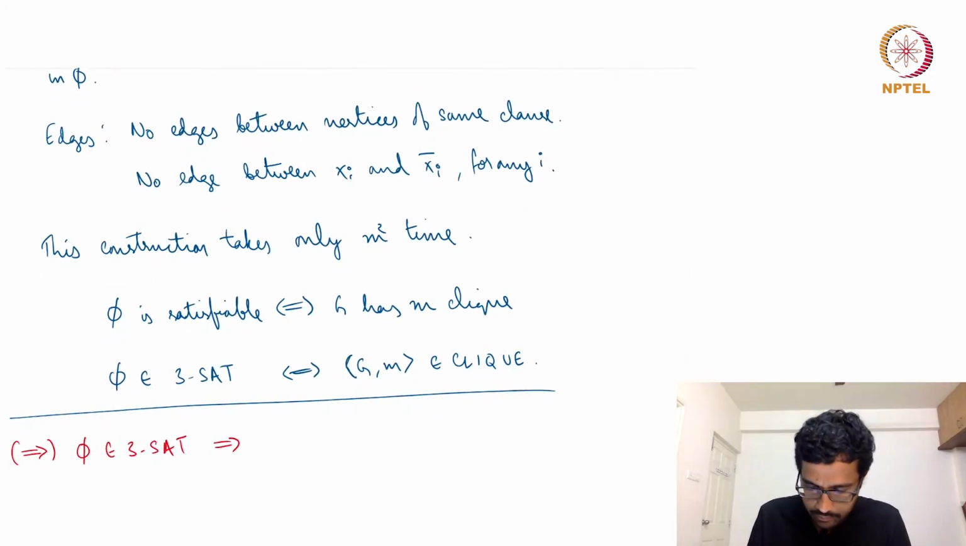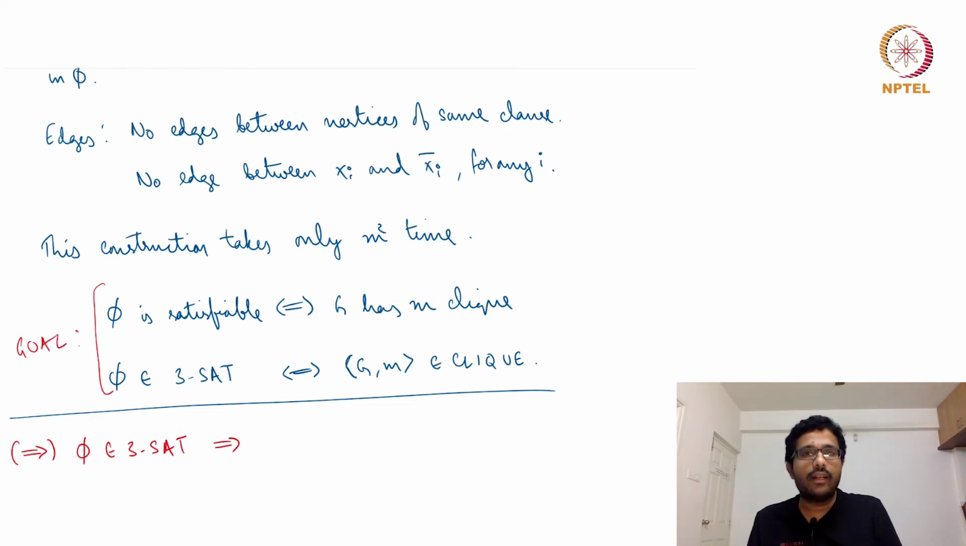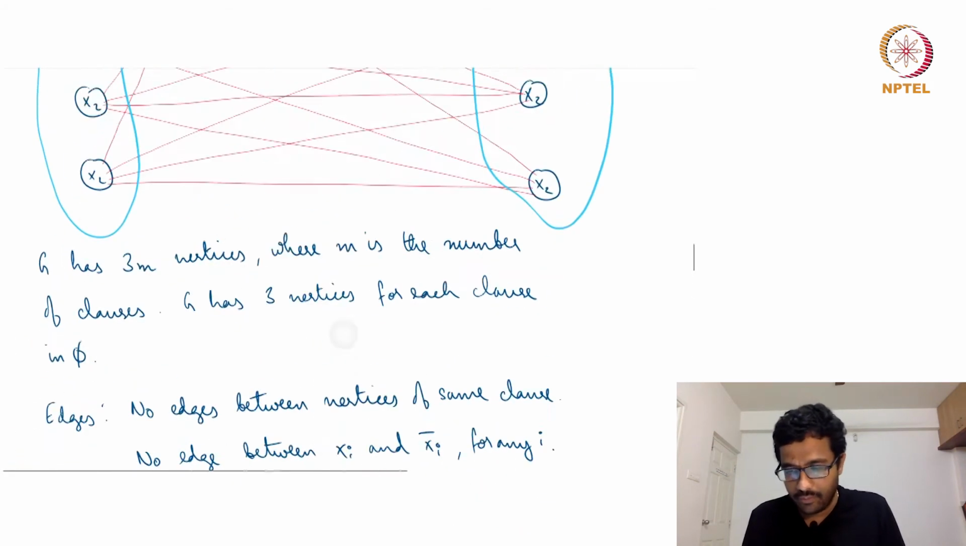this is the goal. Given a formula, there should be a function or a process to convert the formula into a graph and a number k such that the formula is satisfiable if and only if the graph has a k-clique. If the formula has a satisfying assignment, then the graph should have a k-clique, and if the formula does not have a satisfying assignment, then the graph should not have a k-clique. This is the goal. So what is a way in which you can convert a formula into a graph and a number k?